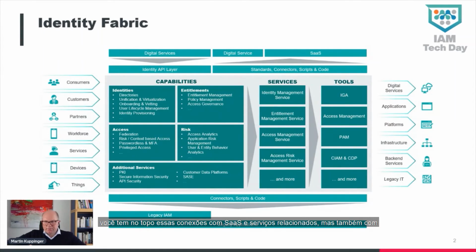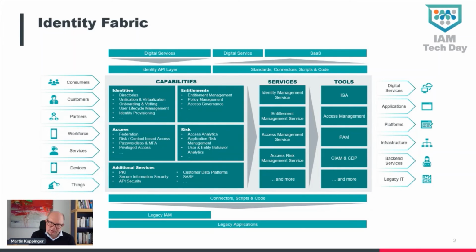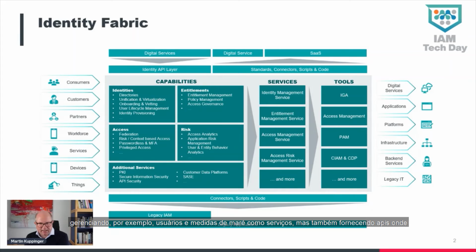And on the other side, you have on the top these connections to SaaS and related services, but also to the digital services you're creating. And this is important if you look at the 2 arrows on the top. So one is going from identity management to the applications and services, as we are used to do. And the other goes from the digital services to your identity management through an identity API layer. What is super essential to be good in the future is that you support both directions, managing, for instance, users and entitlements and SaaS services, but also providing APIs where your development teams for your digital services can consume identity capabilities through an abstraction layer, the identity API layer.